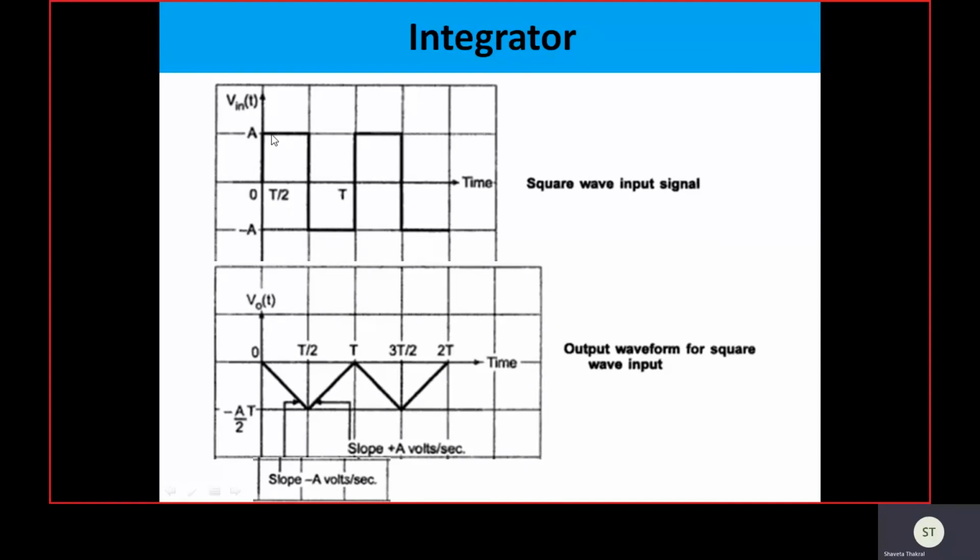So this is converting this positive amplitude to negative going slope, and because this is working in the inverting configuration, that's why the slope is negative going, and corresponding to negative amplitude, this is converting it to positive going slope. So here the slope is minus A and here the slope is plus A. So in this way the square waveform is converted to triangular waveform with the help of integrator.